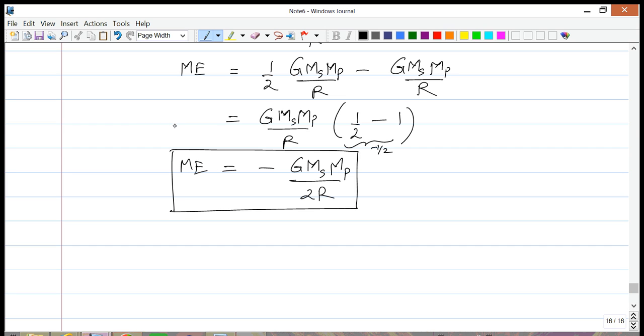The negative sign here implies that the system is bound, or rather the planet is bound to the star. Now if the total mechanical energy were positive, then we know that it could escape, it could be gone, and doesn't have to be bound to the star anymore. That's something that we'll use when we find something called the escape speed for a planet. So this gives us the mechanical energy in this very simple form. It is negative G ms mp over 2r.